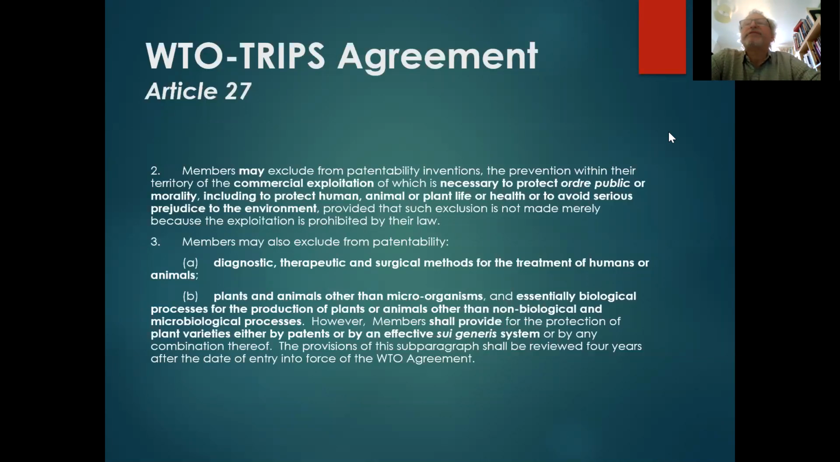So TRIPS offers the same possibility. You do not have to provide patent protection for plant varieties or animal varieties, but you must at least provide an alternative system of protection for plant varieties. Animal varieties, there's no need. In fact, there's not that much IP going on in terms of breeding animal varieties anyway. So many developing countries particularly have opted for an alternative, effective sui generis system just for plant varieties rather than using patents.